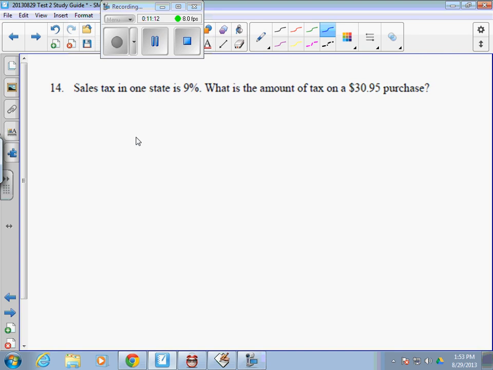Fourteen says sales tax in one state is 9%. What's the amount of tax on a $30.95 purchase? Remember what you have to do with 9%. You want to multiply by it, but you have to move the decimal, that's right here invisible, over one spot, two spots, and it becomes 0.09. So you're going to multiply by 0.09.